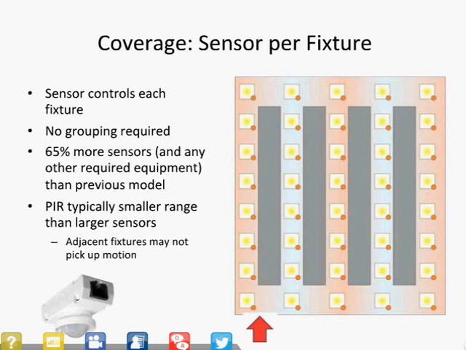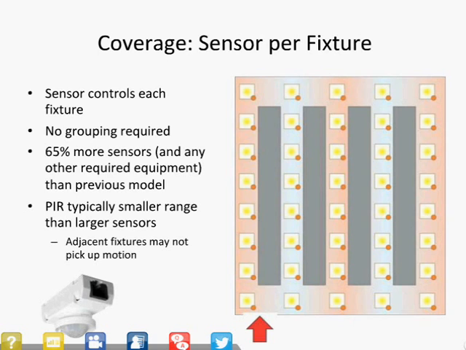Okay, let's talk a little about sensor per fixture now. Here we have the same data center, but we're talking about a sensor per fixture model, right? A single sensor on each fixture controls that individual fixture. Because each fixture is controlled individually, there's often no need to group these fixtures together. However, as we saw in the past few slides, this model uses 65% more sensors than other models, especially the groups and aisle model. That's a lot of upfront cost.